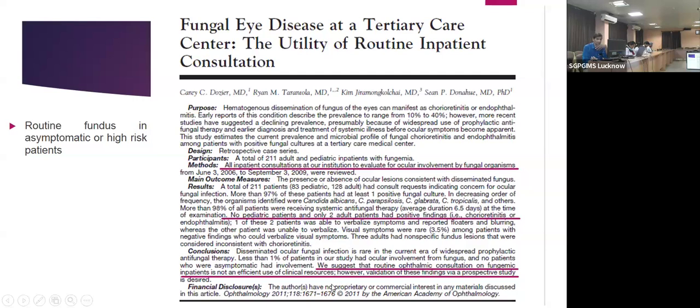Therefore, this was done in the United States, and what they concluded is that routine ophthalmic consultation on fungemic patients is not an efficient use of clinical resources. However, validation of these findings via a prospective study is desired. So this also is no longer practiced or no longer recommended, but doing fundus examination or a visit by an ophthalmologist at frequent or fixed intervals is not a bad thing.